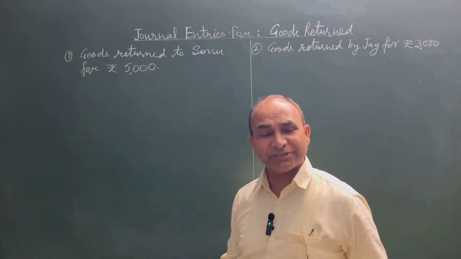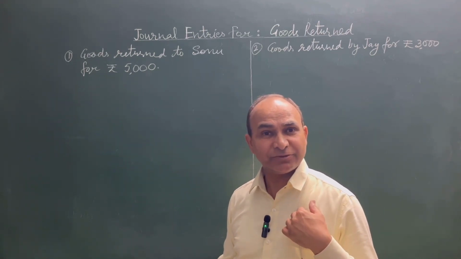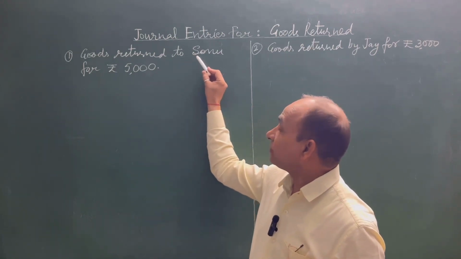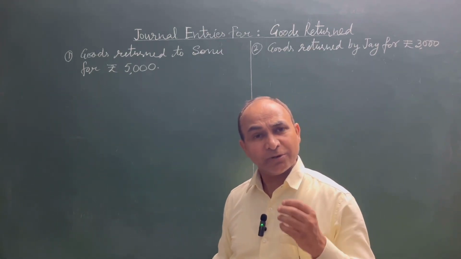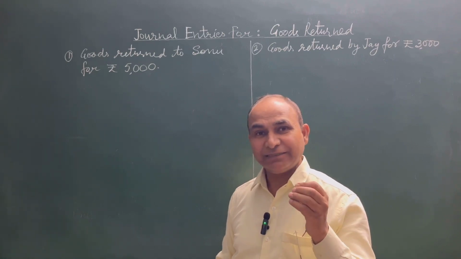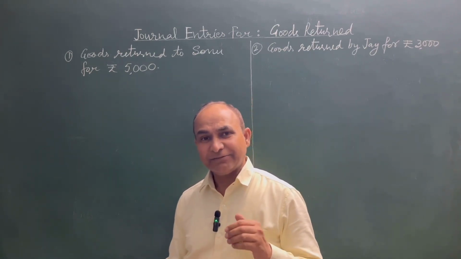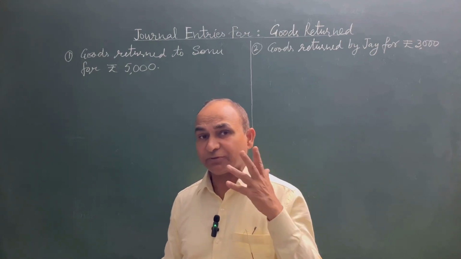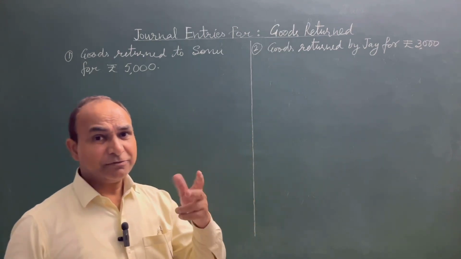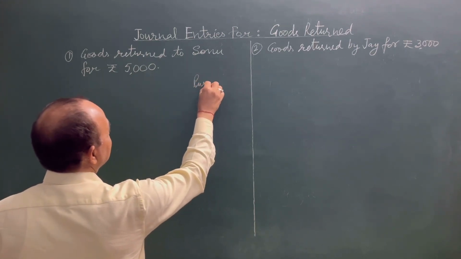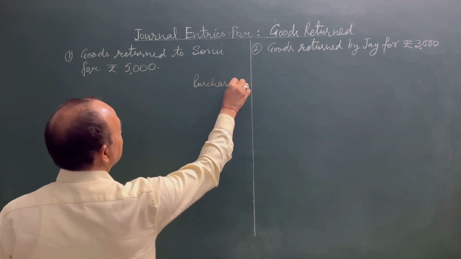Who returned the goods? It means we returned the goods. Which goods? Which we earlier purchased from Sonu. On account of some defects, these goods are returned. It means in the past, a few days back, we must have purchased some goods from Sonu. So it is part of purchase. Firstly we purchase the goods. You know that it is for understanding purpose.